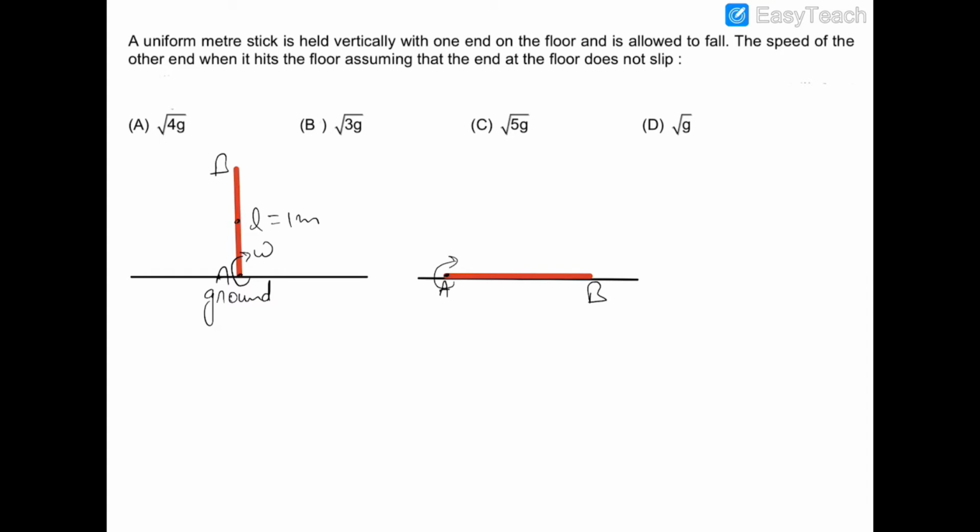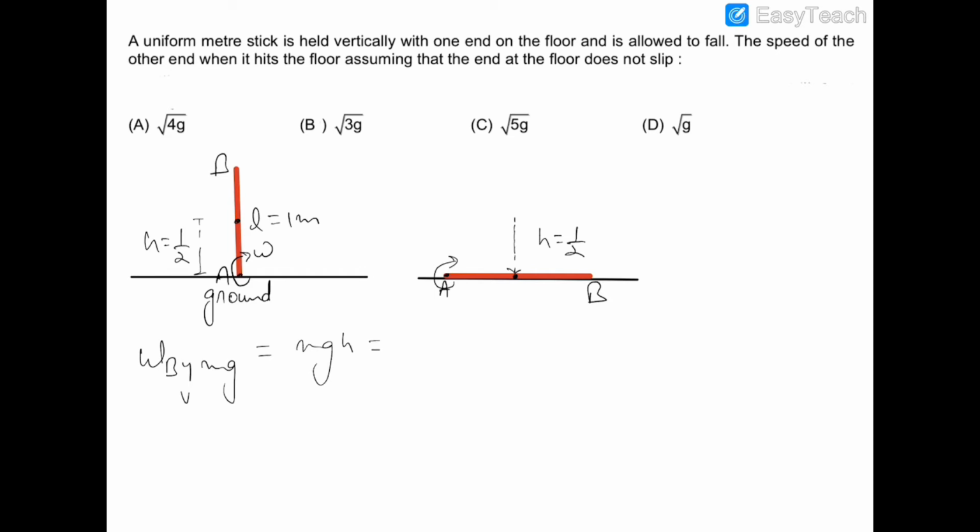Now we know that initially the center of mass of the rod is at a height of L by 2, and L is obviously 1, so this height H is 1 by 2. Now when this rod is on the verge of touching the ground horizontally, then this center of mass has descended by a distance of H, which is 1 by 2. Therefore work done by mg on this rod will be mgh.